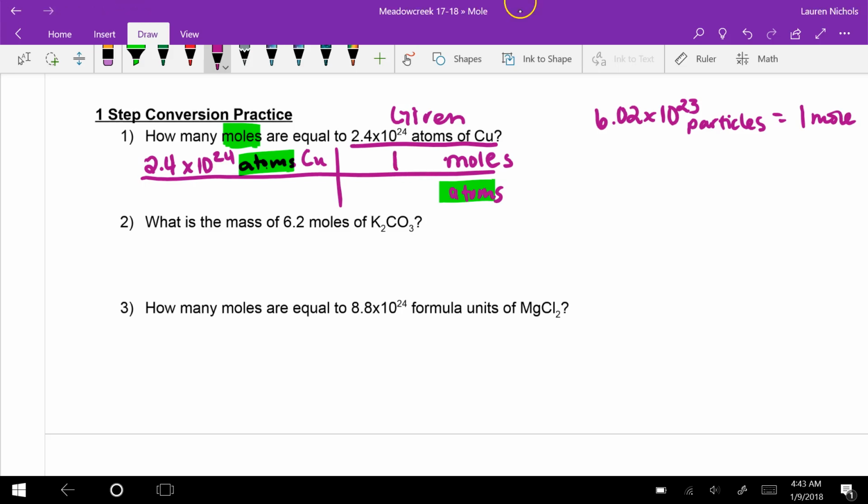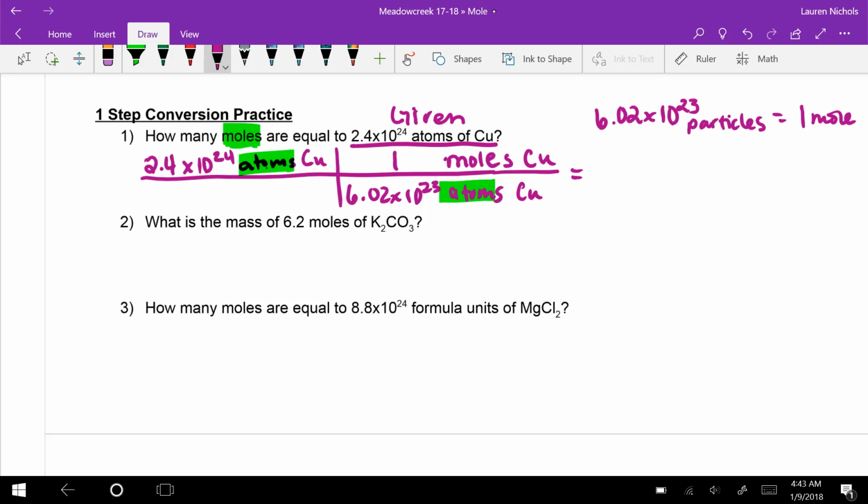We have 1 mole of copper for every 6.02 times 10 to the 23 atoms of copper. Notice copper is still staying the same, but my units are changing from the top to the bottom. Okay, so now we multiply across and divide by what's on the bottom.